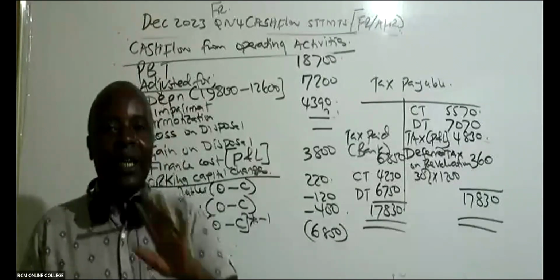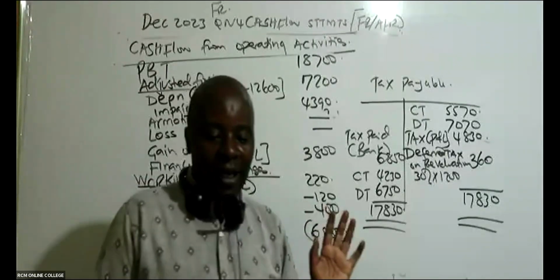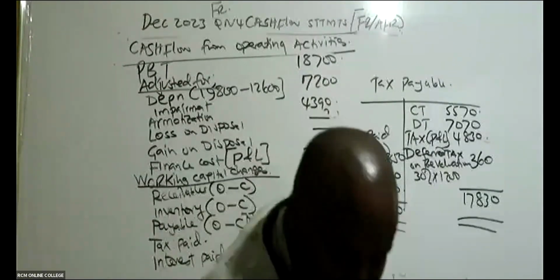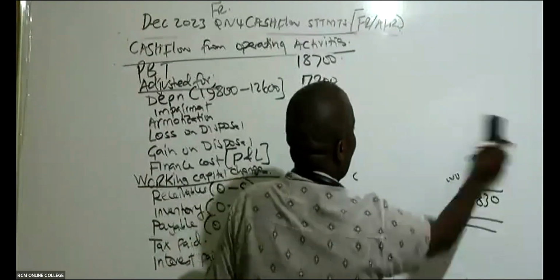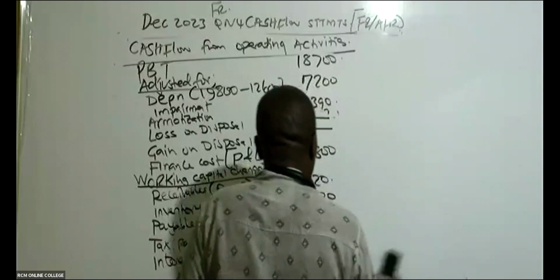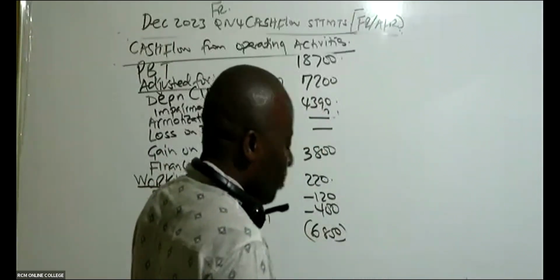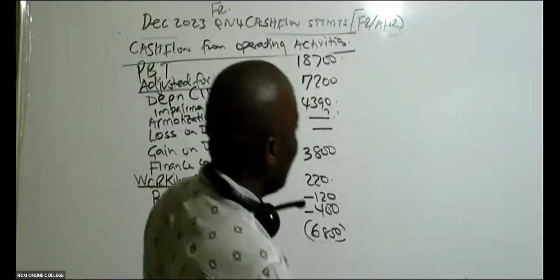T accounts have no marks, totally. That's why later on, you'll see Mwalimu will not be using T accounts at all.